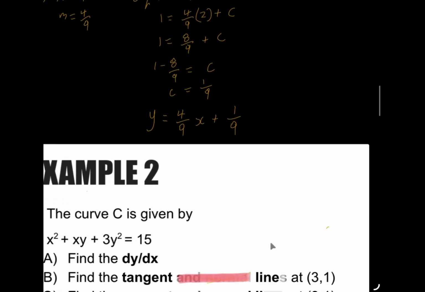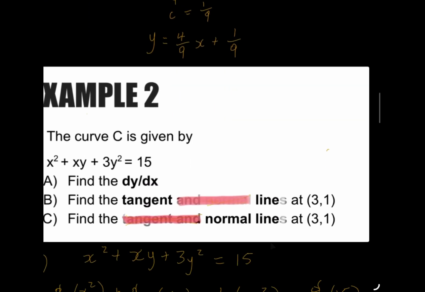So look at another example. The curve C is given by x squared plus xy plus 3y squared is equal to 15. A, find dy/dx. B, find a tangent line at (3, 1). And C, find the normal line at (3, 1).